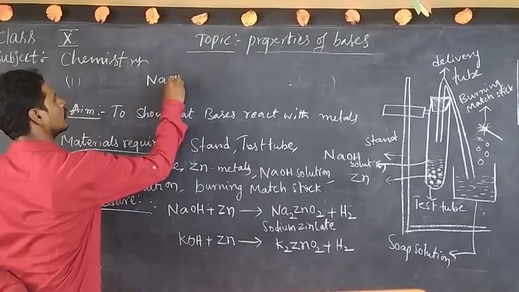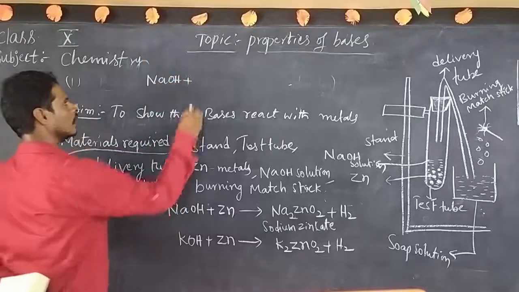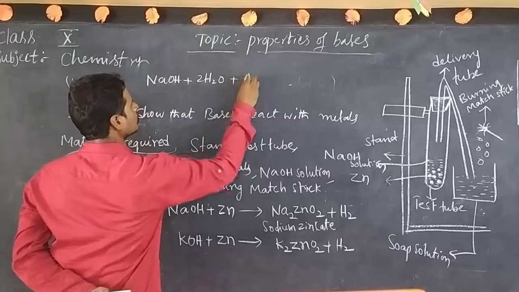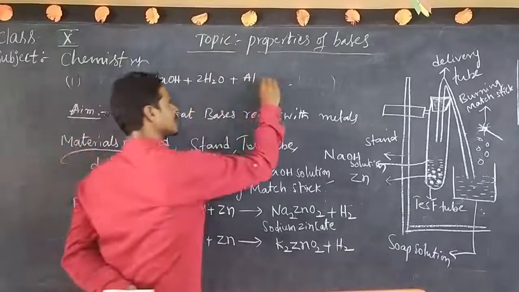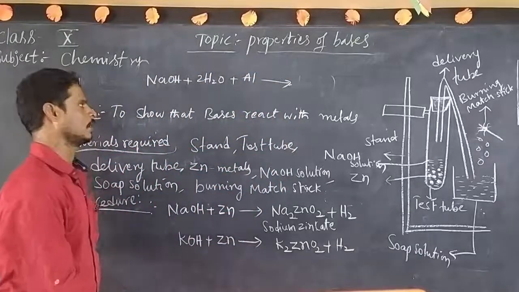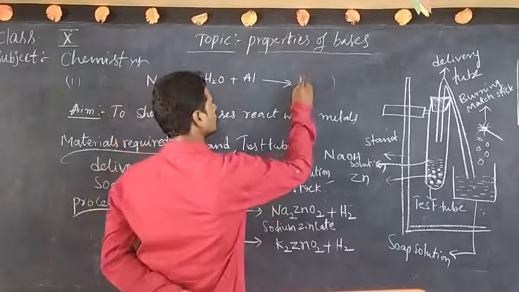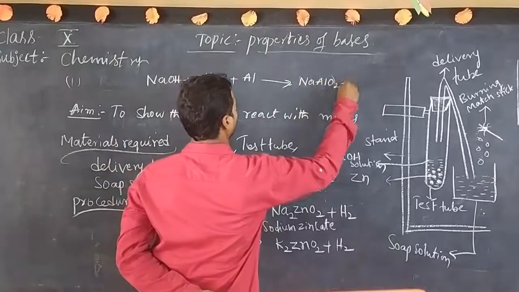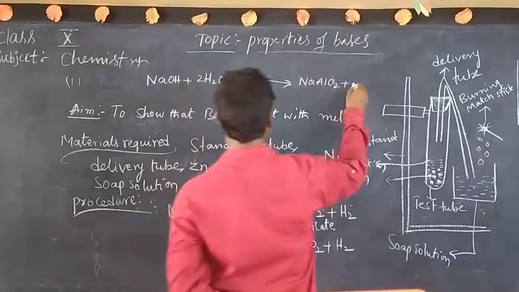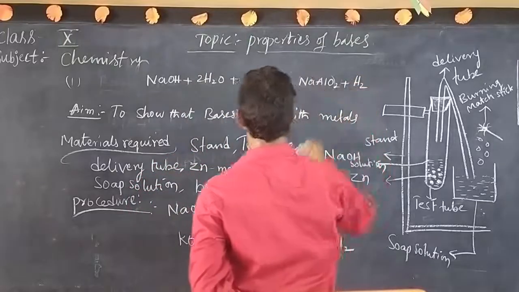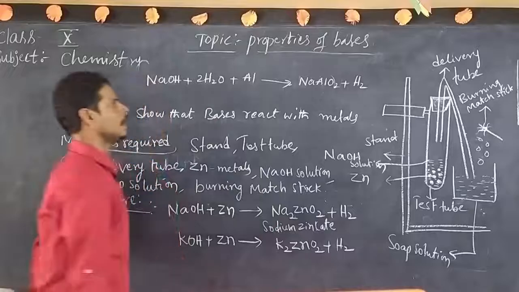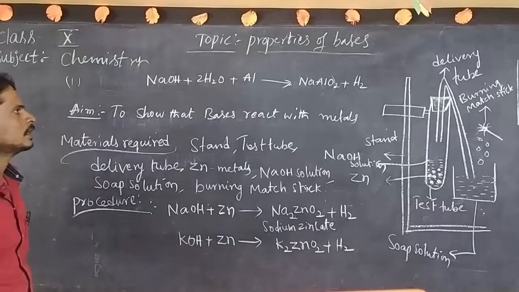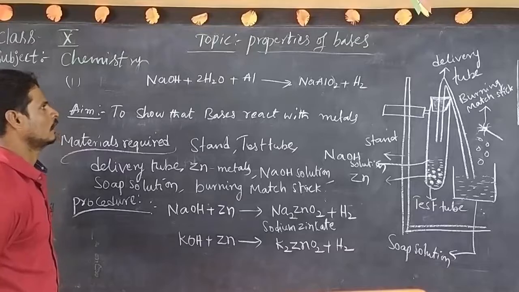Next, another one. Sodium hydroxide reacts with water plus aluminum. Do we get the same result or not? We can check it. We get sodium aluminate plus H2 gas. Now, is the equation balanced or not? Check it. Is the equation balanced or not?